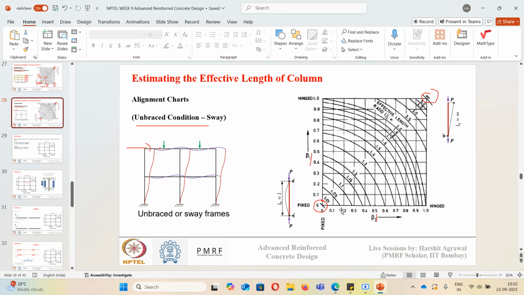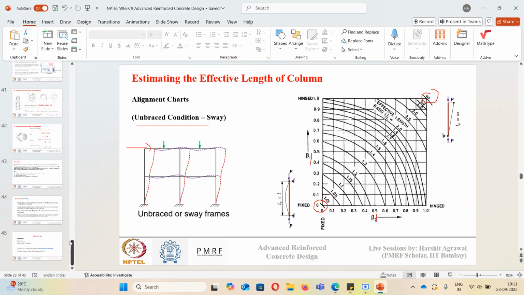Similar calculation you will do on the opposite side also, where the beta value is 0.166. So 0.166 will lie between 0.1 and 0.2, so somewhere maybe here. So 0.166 here, the value will lie in between 1.05 and 1.1. So again, by interpolation it may come out to be around 1.08. So you can again calculate the L effective along that direction and then the slenderness ratio along that direction. Okay, so this is how the calculation is done.